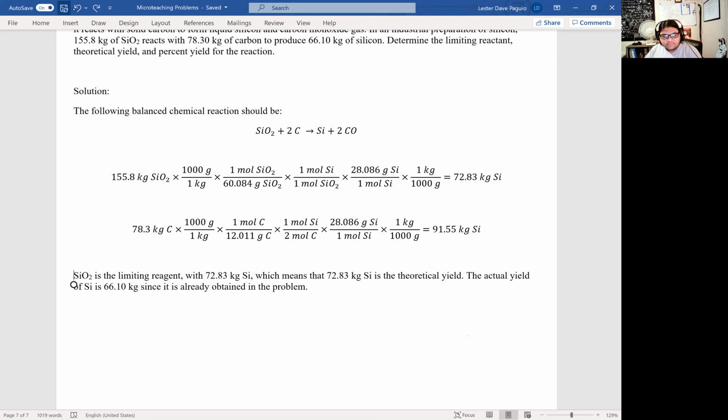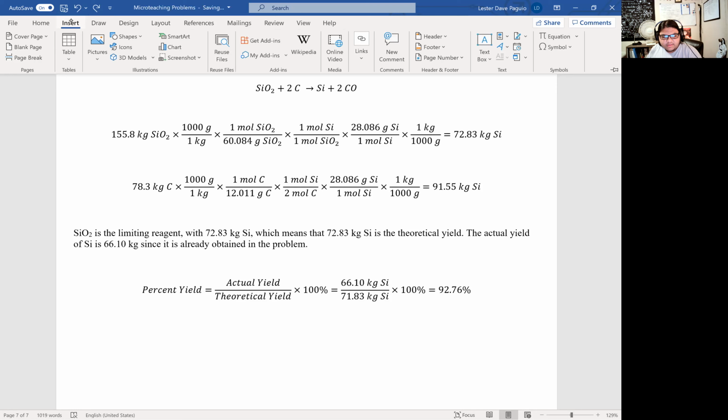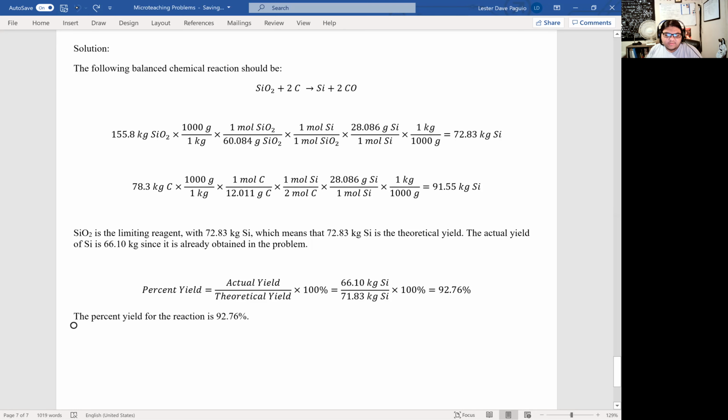So now we would need to calculate the percent yield. Percent yield equals actual yield over theoretical yield times 100%. And by plugging in the right numbers, 66.1 kilograms of silicon is the actual yield, and 72.83 kilograms of silicon is the theoretical yield, which results in 92.76%. And this is the percent yield for this reaction.